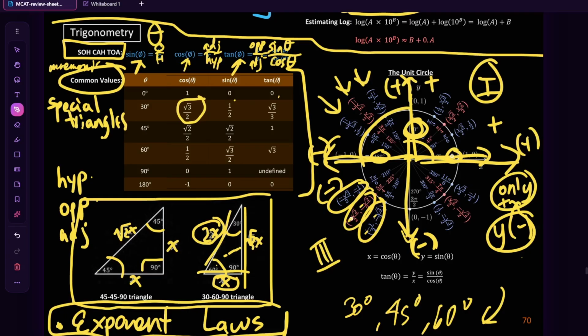Remember quadrant 3, you have both x and y negative, so cos and sine are going to be both negative. Quadrant 2, right here, x is negative, it's going to the negative side, and y is positive, right? So that means cos is negative and sine is positive. And for this, everything's positive, so happy. Quadrant 1 is just like the happiest one, I guess. So that's the unit circle.